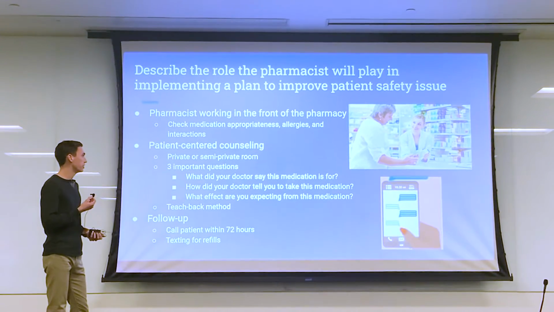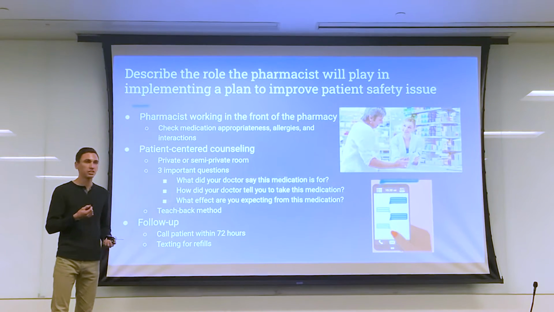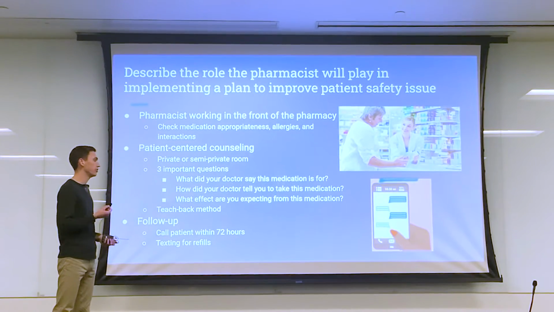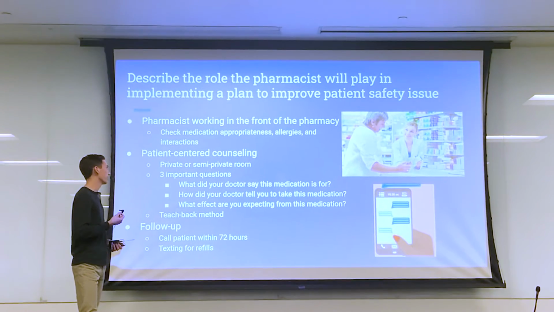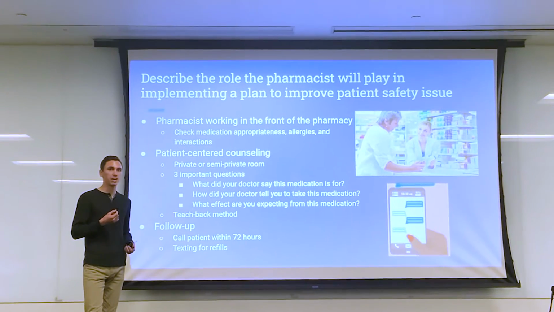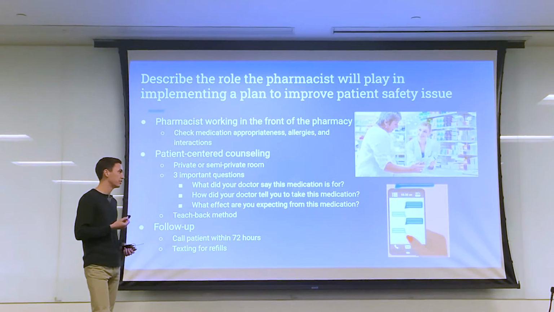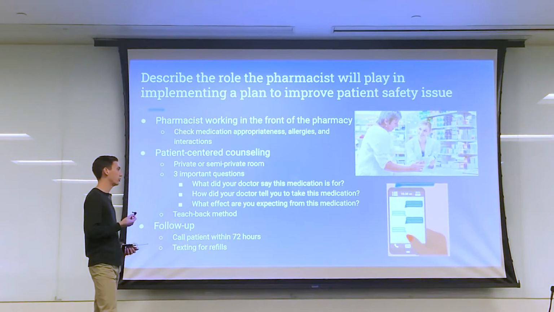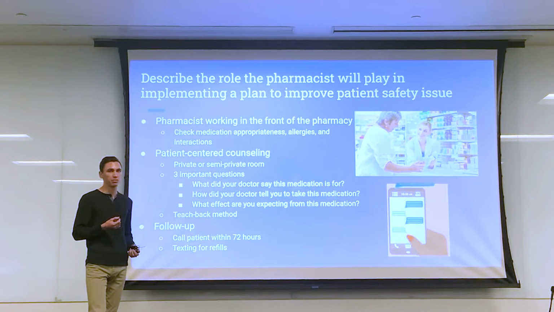And then following filling the medication, the pharmacist will engage in patient-centered counseling. This involves using a private or a semi-private room, which should be implemented in the pharmacy. And during this counseling, the pharmacist should be asking 3 important questions to the patient. The first one being, what did your doctor say this medication is for? Also, how did your doctor tell you to take this medication? And lastly, what effect are you expecting from this medication?